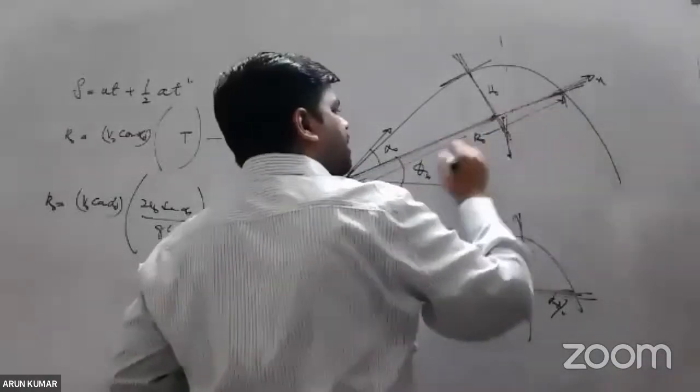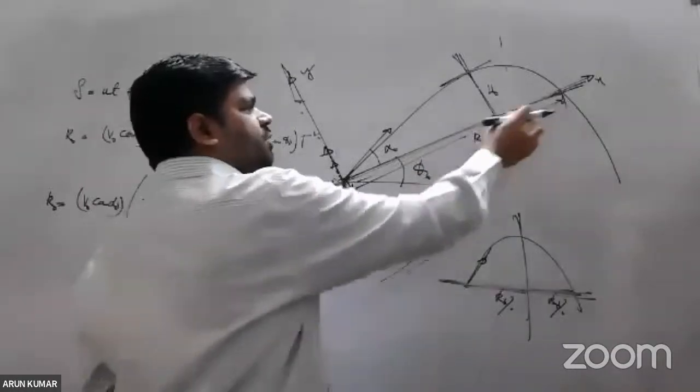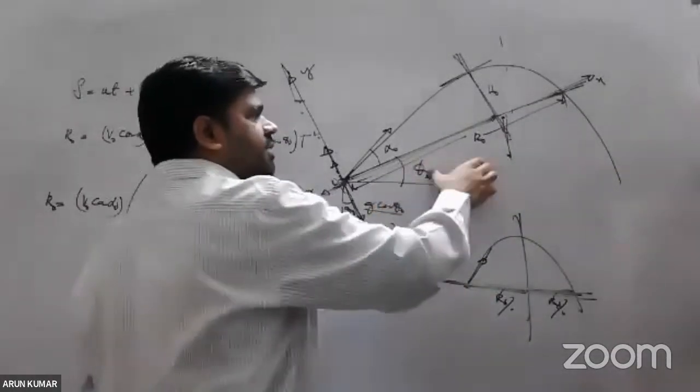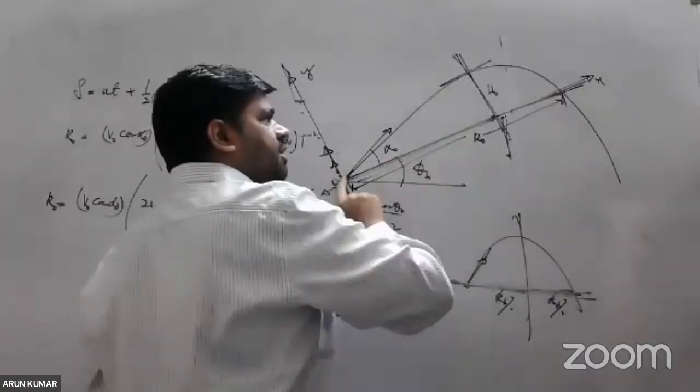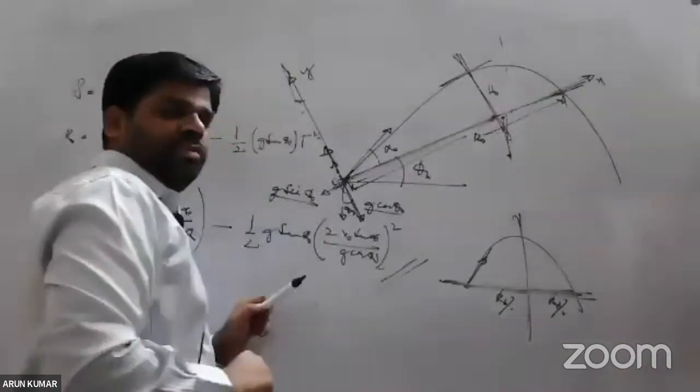This is x1, this is x2. x1 is not equal to x2. x1 plus x2 is r naught, but x1 is not equal to x2. So x1 is not equal to r by 2. It will not cover half the distance. It will cover more distance in half the time of flight, then less distance in the remaining half the time.